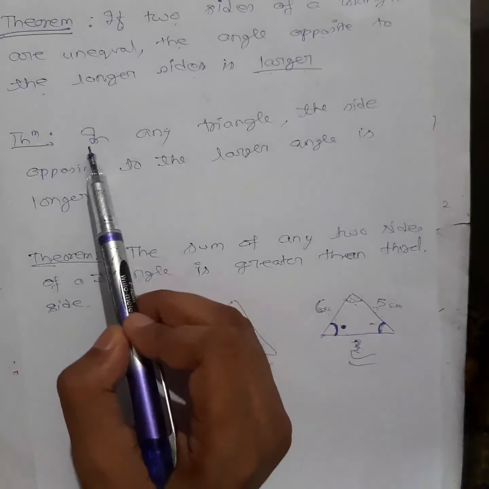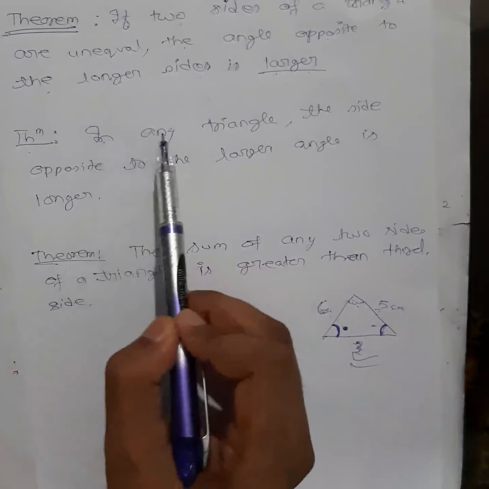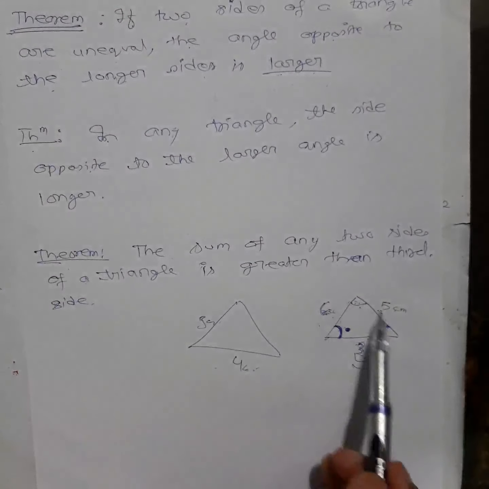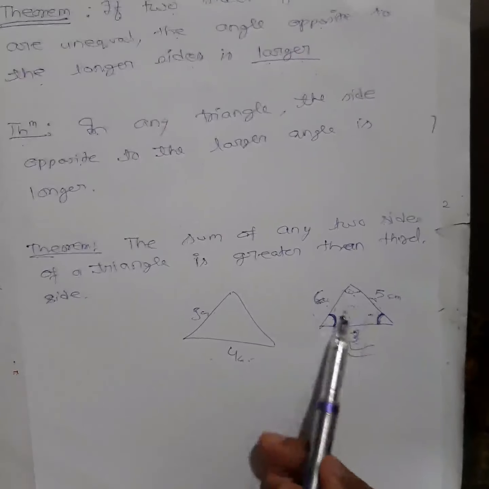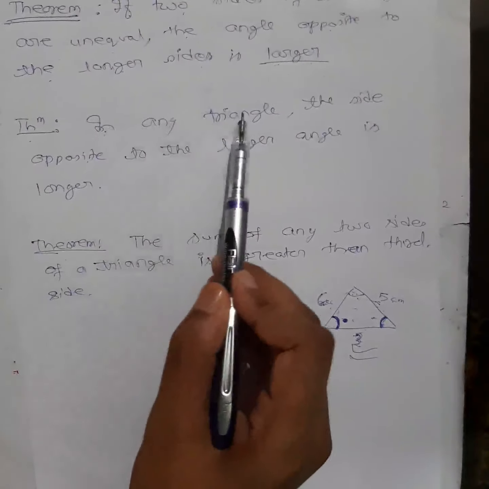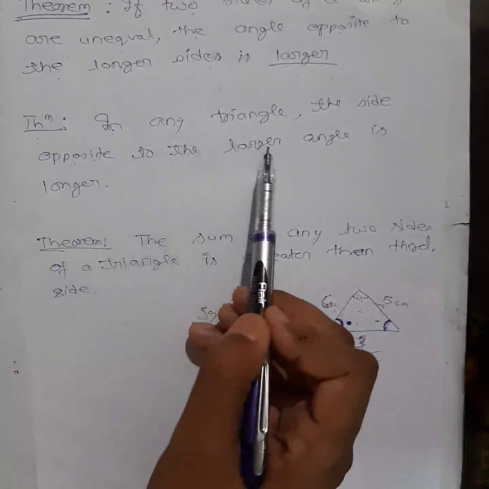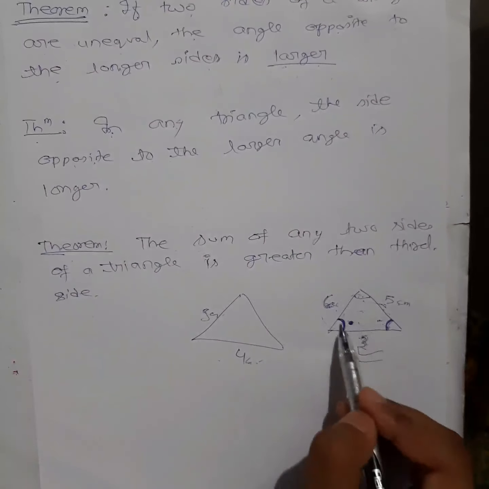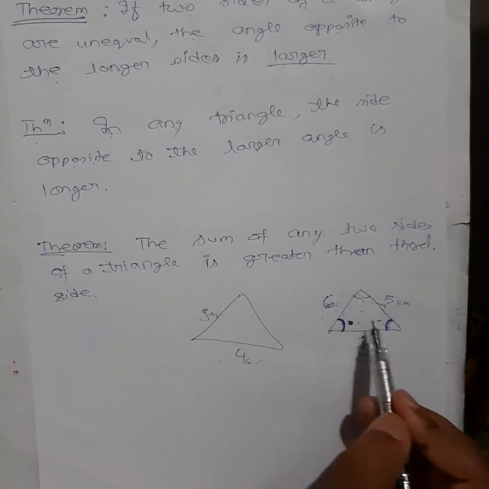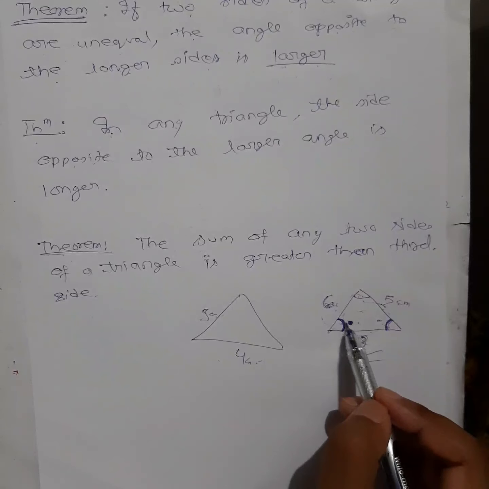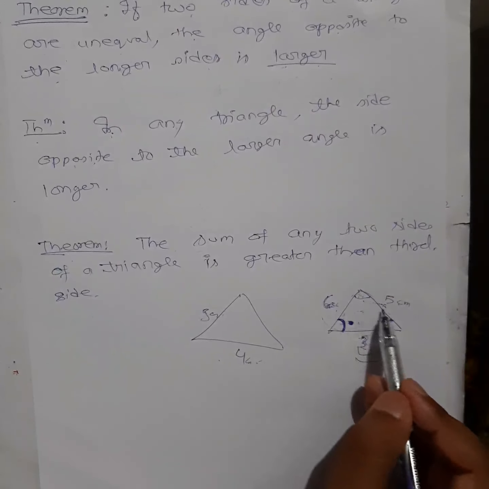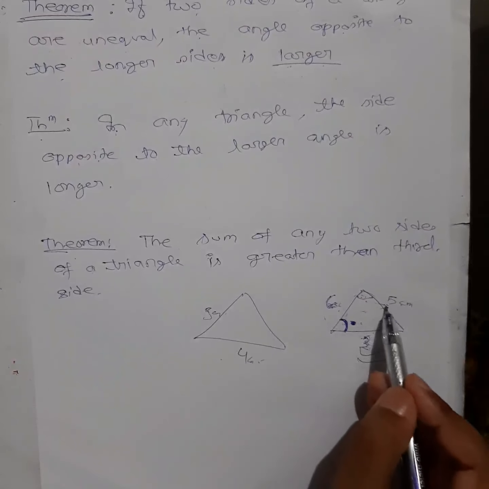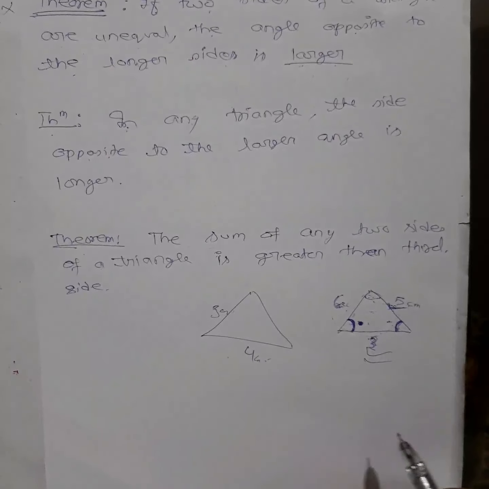So anyway, next is the converse of this theorem, you can say. In any triangle, the side opposite to the larger angle is longer. Meaning, in this triangle, whichever angle is the larger one, opposite to that, whatever side is there, that will be the longest side in that triangle. So out of these three sides, this will be the longest side.